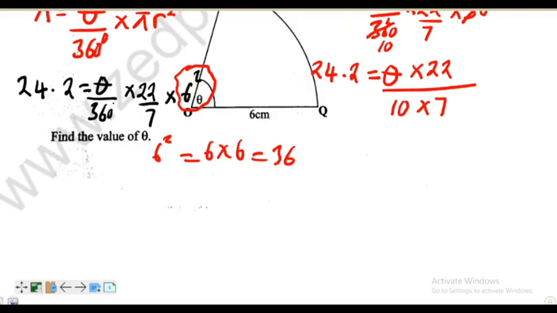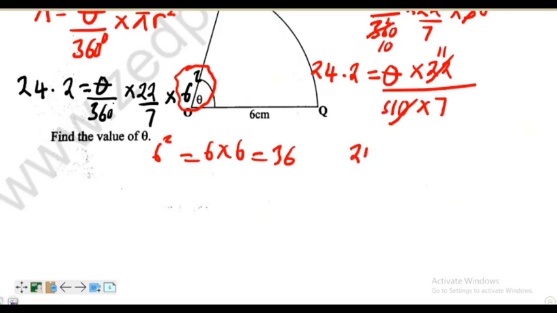So this is what we are going to do. From here we have 24.2 is equal to theta times 22 over 10 times 7. Okay, so I hope that you are clear with what you are doing. So here we find the numbers that can go into 22 and 10. That is 2. 2 into 22 is 11. Then 2 into 10, it's a 5.